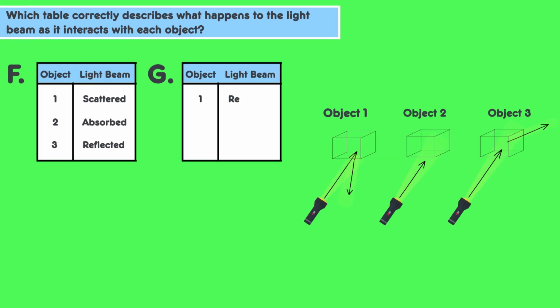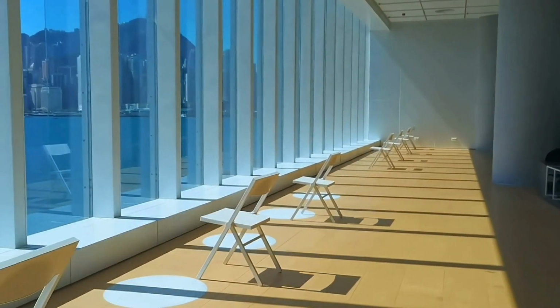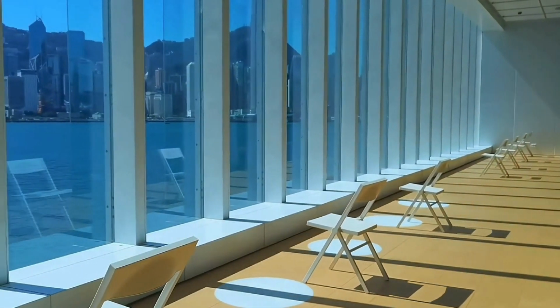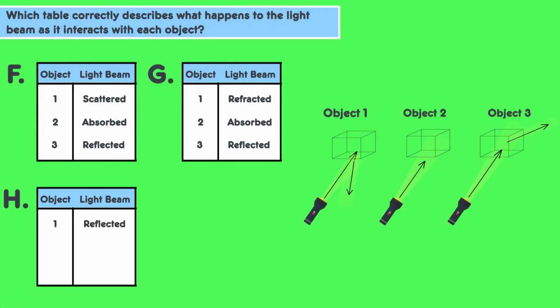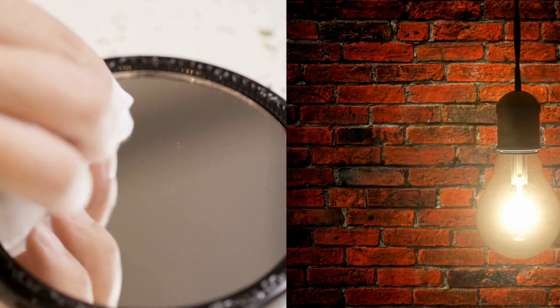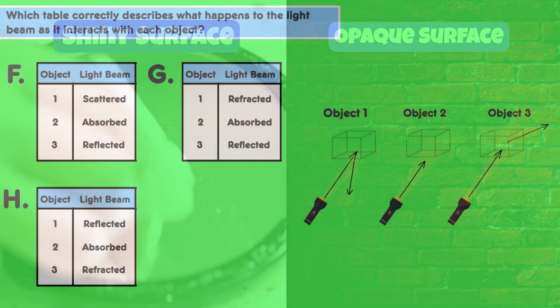G. Object 1, refracted. Object 2, absorbed. Object 3, reflected. So go ahead and consider the behavior of light when it passes through transparent or translucent objects. Does it refract? H. Object 1, reflected. Object 2, absorbed. Object 3, refracted. So go ahead and reflect on how light typically interacts with shiny surfaces versus opaque materials.